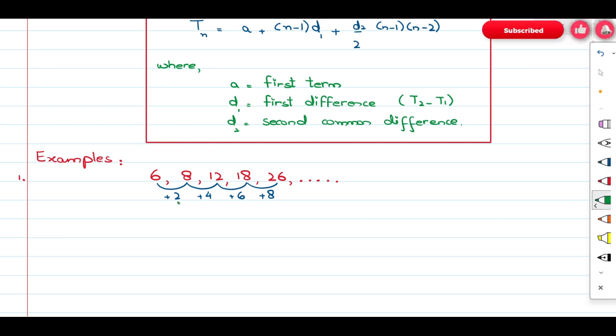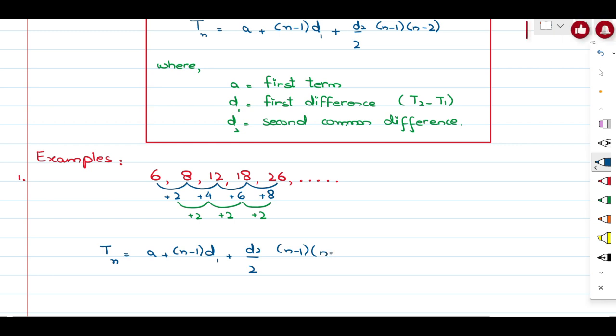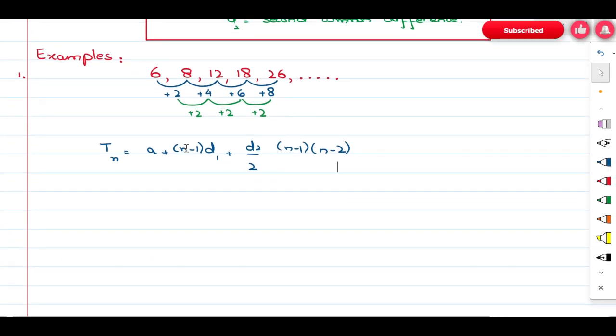Now go to the second difference. Between 2 and 4, the difference is plus 2. Between 4 and 6, the difference is plus 2. Between 6 and 8, the difference is plus 2. So the second difference is constant. So this is a quadratic sequence, and its nth term formula is a plus (n minus 1) times d1 plus d2 divided by 2 times (n minus 1) times (n minus 2).